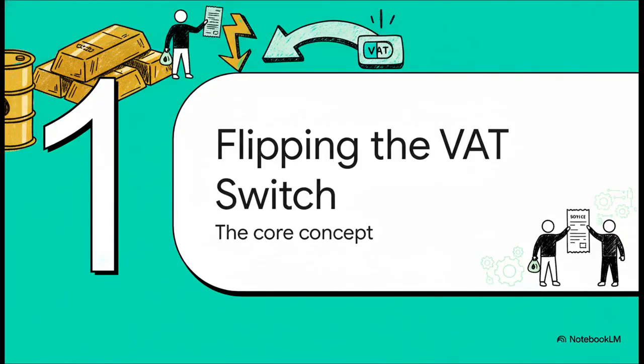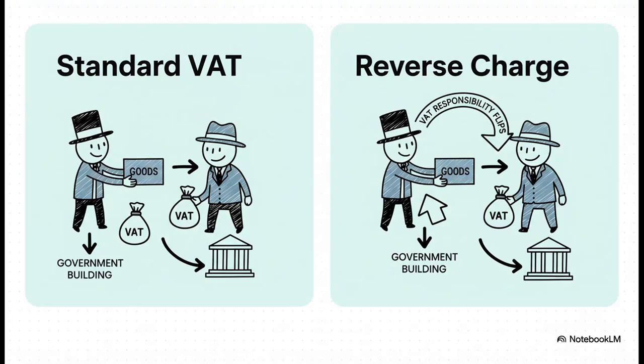Okay, first things first. We need to understand the fundamental concept here. At its heart, this whole mechanism is really about one thing: flipping a switch on who is actually responsible for handling the VAT. This right here shows that flip perfectly. On the left, you've got your normal, standard VAT flow. The seller charges the VAT, the seller collects the VAT, and the seller pays it to the government. Simple. But look at the right side. Under the reverse charge, that entire responsibility just flips on its head.